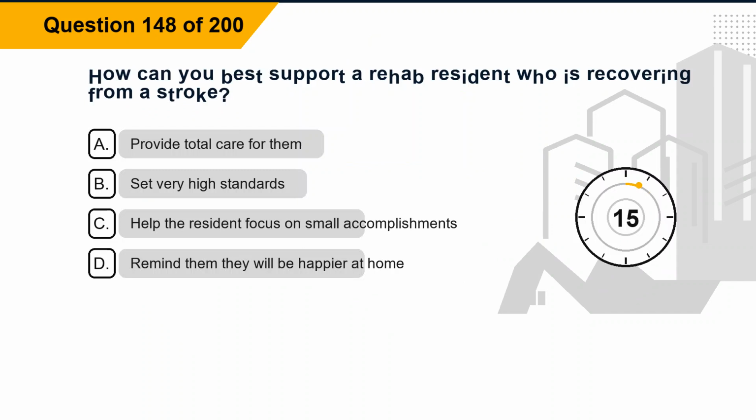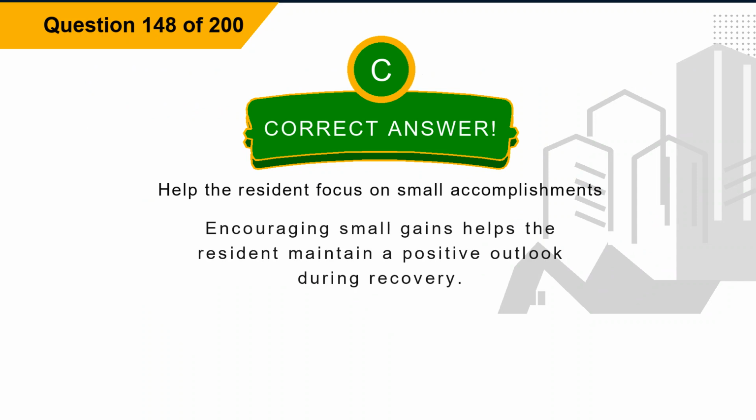Question 148. How can you best support a rehab resident who is recovering from a stroke? Option A, provide total care for them. Option B, set very high standards. Option C, help the resident focus on small accomplishments. Option D, remind them they will be happier at home. The correct answer is option C, help the resident focus on small accomplishments. Explanation. Encouraging small gains helps the resident maintain a positive outlook during recovery.